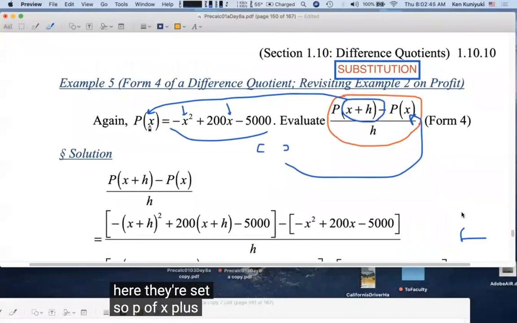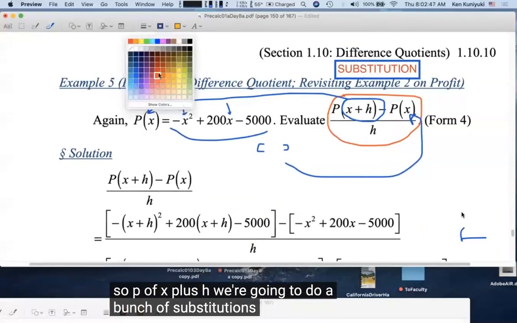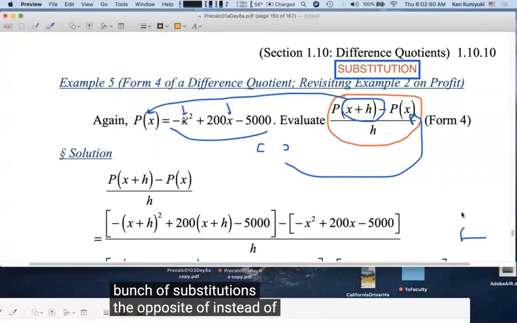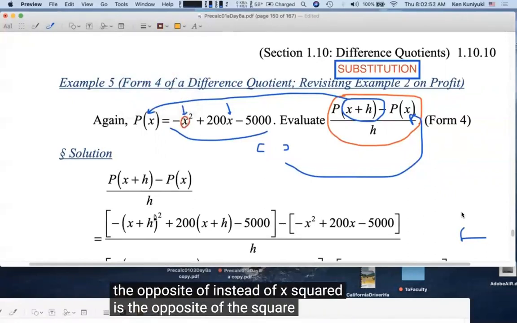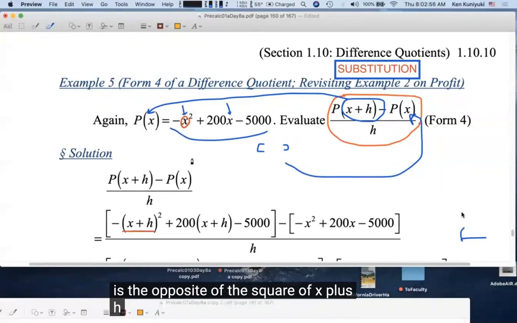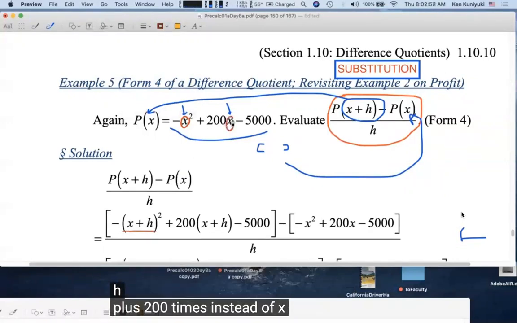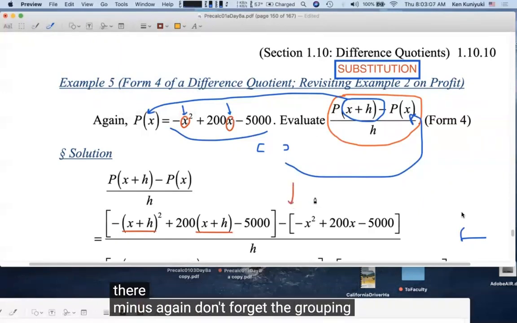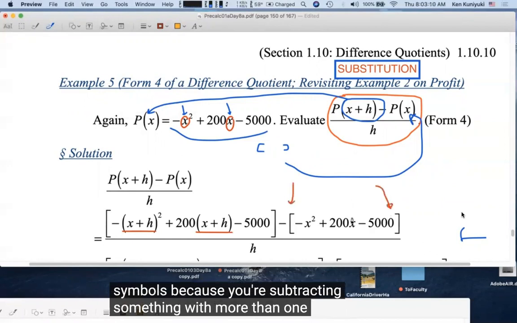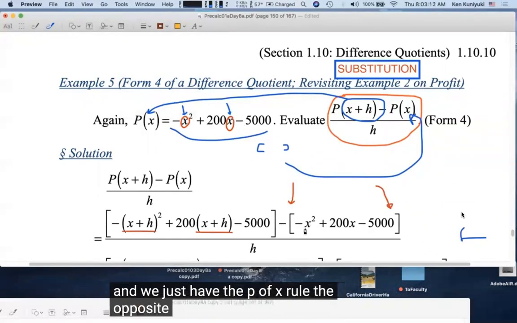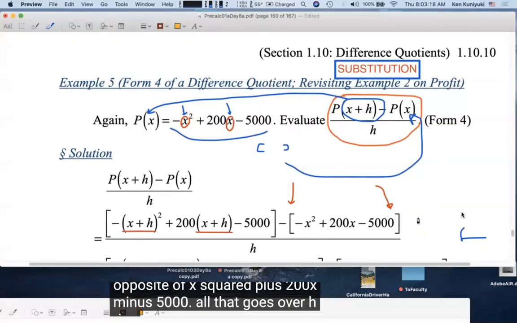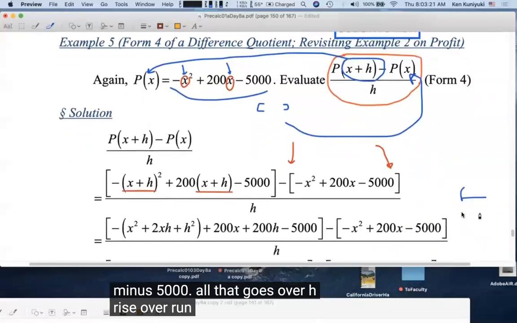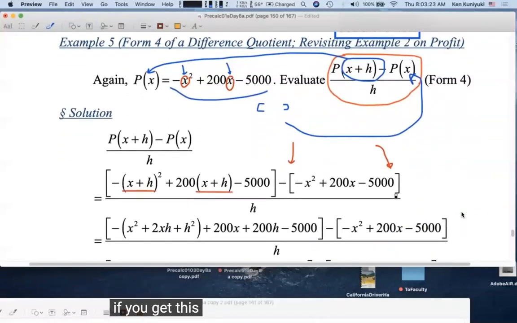So P of x plus h, we're going to do a bunch of substitutions. The opposite of, instead of x squared, is the opposite of the square of x plus h. Plus 200 times, instead of x, it's the quantity x plus h. Minus 5,000, nothing changes there. Minus, again, don't forget the grouping symbols, because you're subtracting something with more than one term. And we just have the P of x rule. The opposite of x squared plus 200x minus 5,000. All that goes over h. Rise over run. If you get this, you're set.